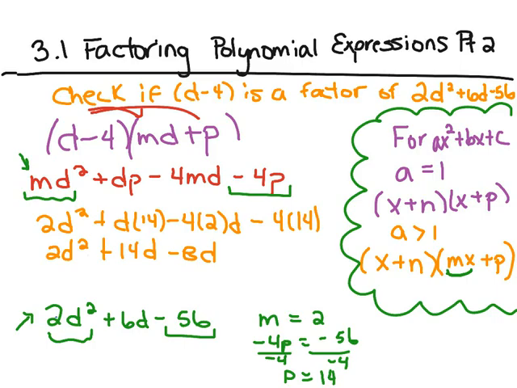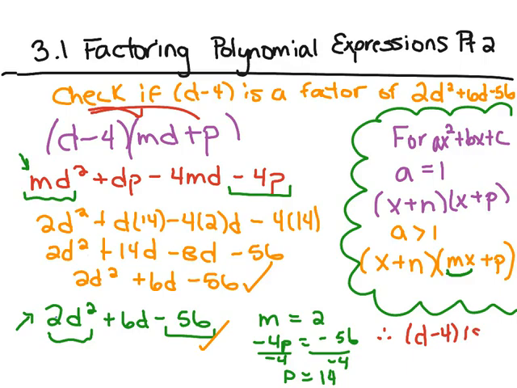Oops, this should be a plus. So plus 14d minus 8d minus 56. So we are left with 2d squared plus 6d minus 56. And because this matches our original equation, we know, therefore, 3 little dots means therefore, d minus 4 is a factor of 2d squared plus 6d minus 56. This way is you're solving it algebraically.